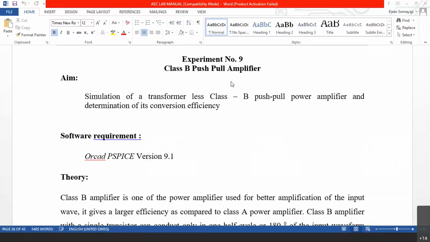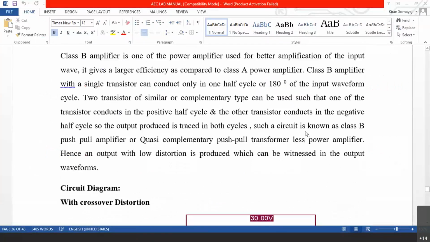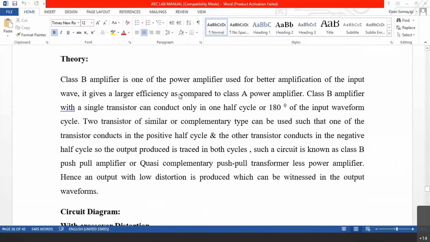Today's experiment is Class B Push-Pull Amplifier. Let me read the brief theory. Class B amplifier is one of the power amplifiers used for better amplification of the input wave. It gives a larger efficiency as compared to Class A power amplifier.